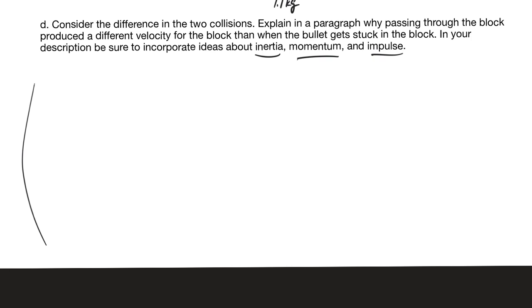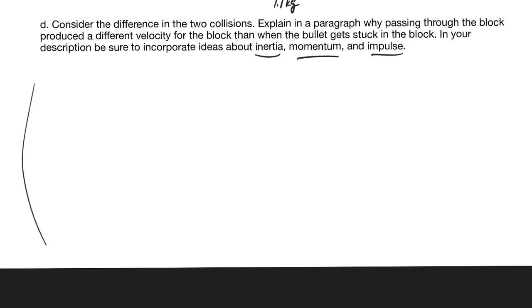The bullet goes from 500 to 100 in the first collision and 500 to 45 in the second collision. Which one's a greater change? Well, the second one. I think you need to connect all the dots to get the points. So I think that's the first half of this one, is explaining what happened to the bullet and why.